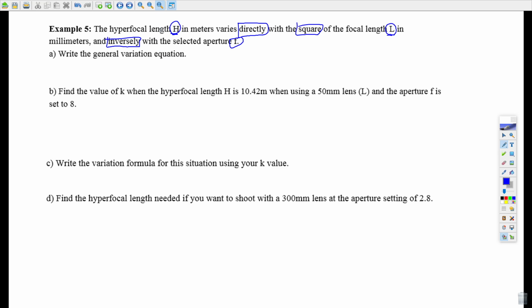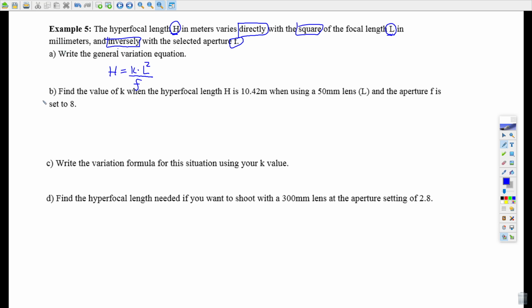We're going to write the general equation. The hyperfocal length, H. So H equals K. Don't forget that. Varies directly, so multiplication, directly with the square of the focal length, L. So L squared, which is 2, in millimeters. Okay, so that's the unit on that. And inversely, here it is, division, with the selected aperture, F. All right, so we have the correct equation.